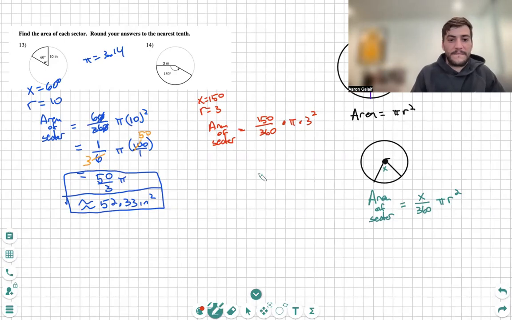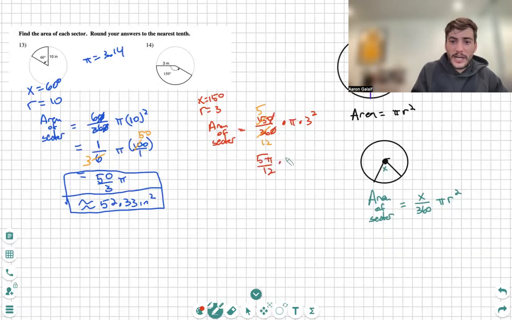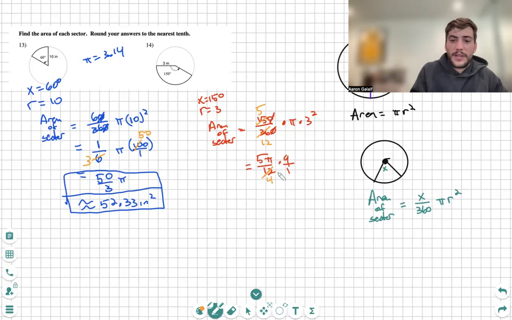All right. As we go through this, 150 over 360 will simplify. The zeros will simplify, and the top and the bottom we can divide by 3. 15 divided by 3 is 5. 36 divided by 3 is 12. We will rewrite 5 pi over 12 times 9. We will clean that up. This will be divided by 3, which is a 4. This will be divided by 3, which is a 3.